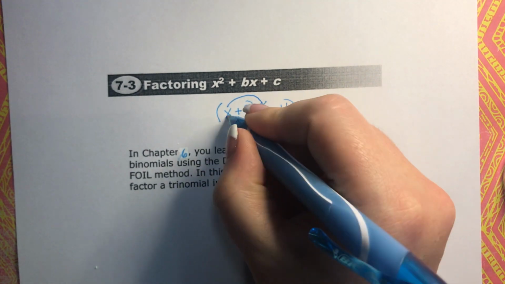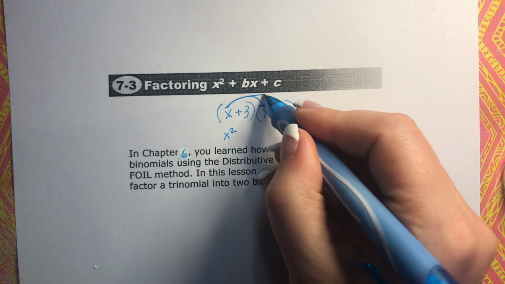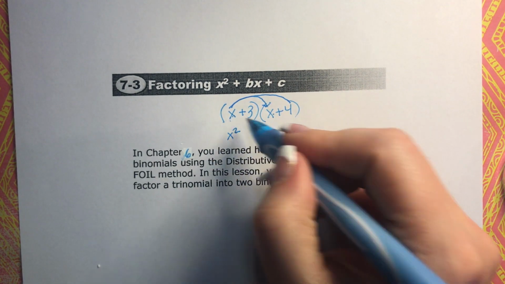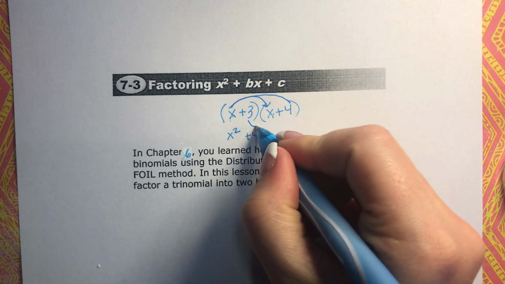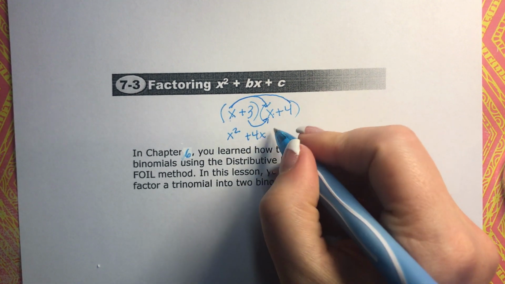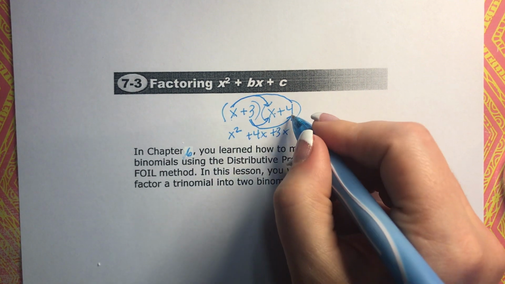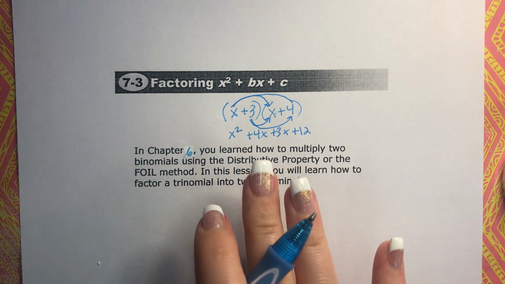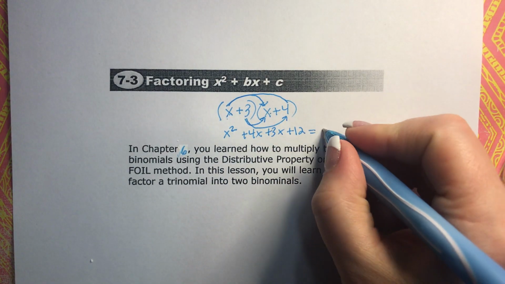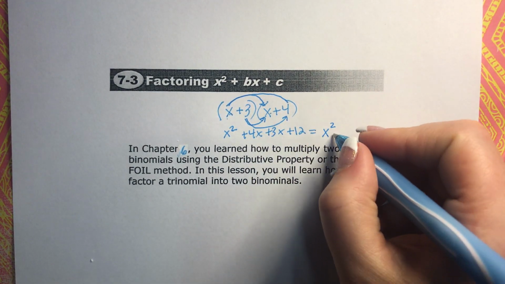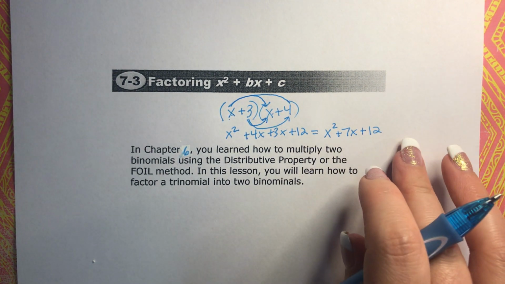This is the first: x times x is x squared. This is the outside: x times 4 is a positive 4x. Then we go to the inside: 3 times x is just 3x. And then the last one is 3 times 4, which is 12. Do you remember that? That's what you learned in Chapter 6. 4x plus 3x is 7x, plus 12. There we have it.